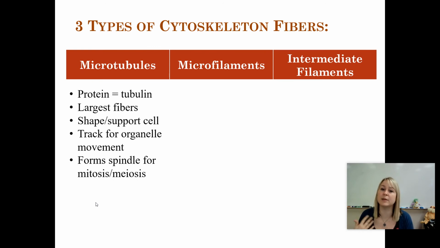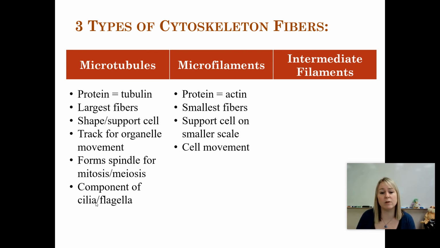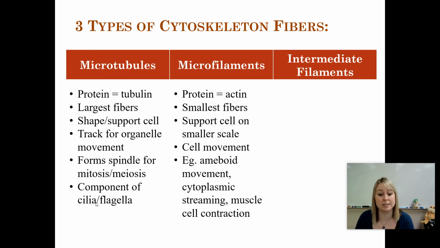Whenever we talk about spindle fibers in regulating chromosome movement, those are made by the centrioles. That's microtubules. And they are also used as a component of cilia and flagella. Microfilaments are thinner and small, and they are made up of a protein called actin, and they support the cell on a much smaller scale. They also are involved in cell movement, but on a smaller scale.